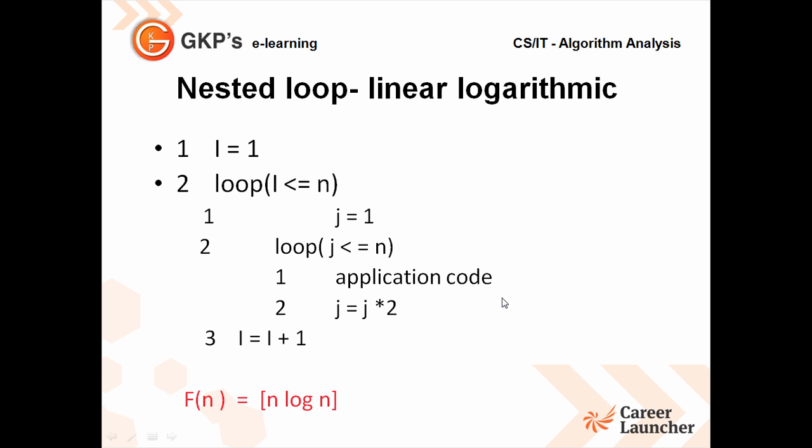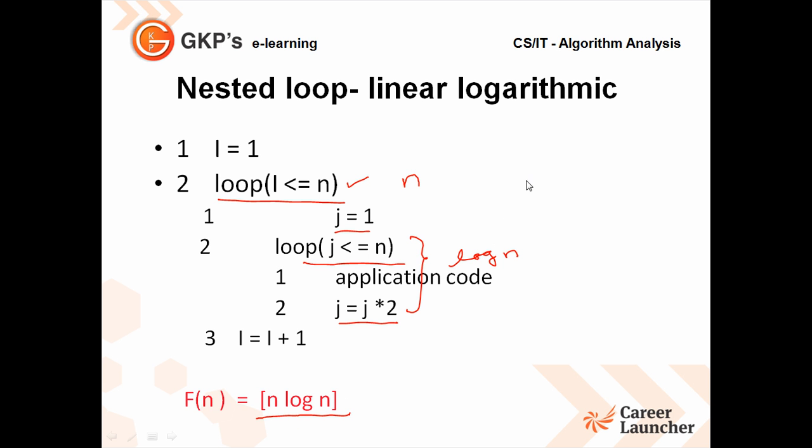Again, if we have a nested loop, nested means a loop inside a loop. For example, if we have an outer loop running n times, and the loop inside it is j equal to 1 and j less than or equal to n, with application code j equal to this. How much time is this inner loop running? This inner loop is running logarithmic n time, and this outer loop is running n time. So this total loop is known as a nested loop and is running n log n time.